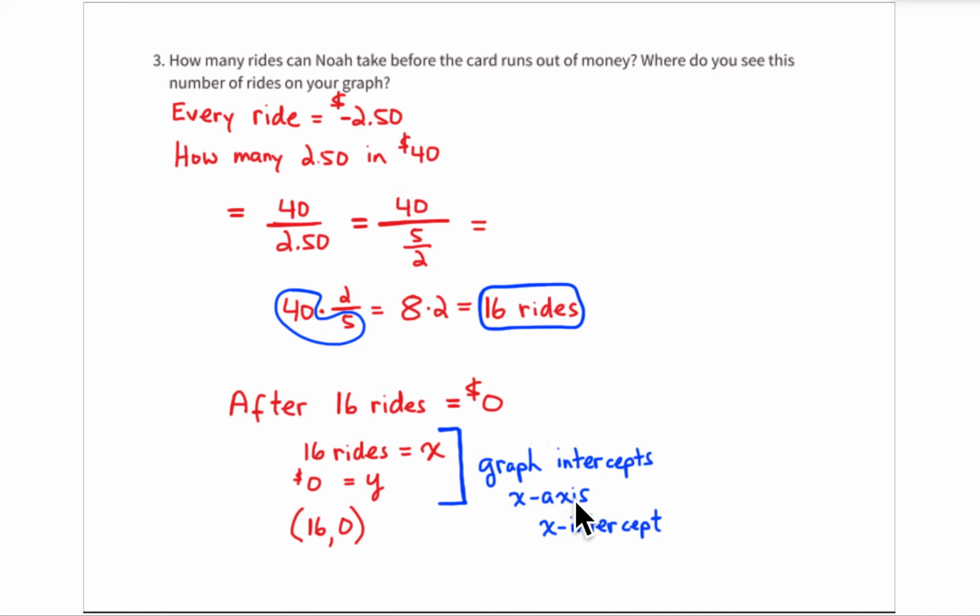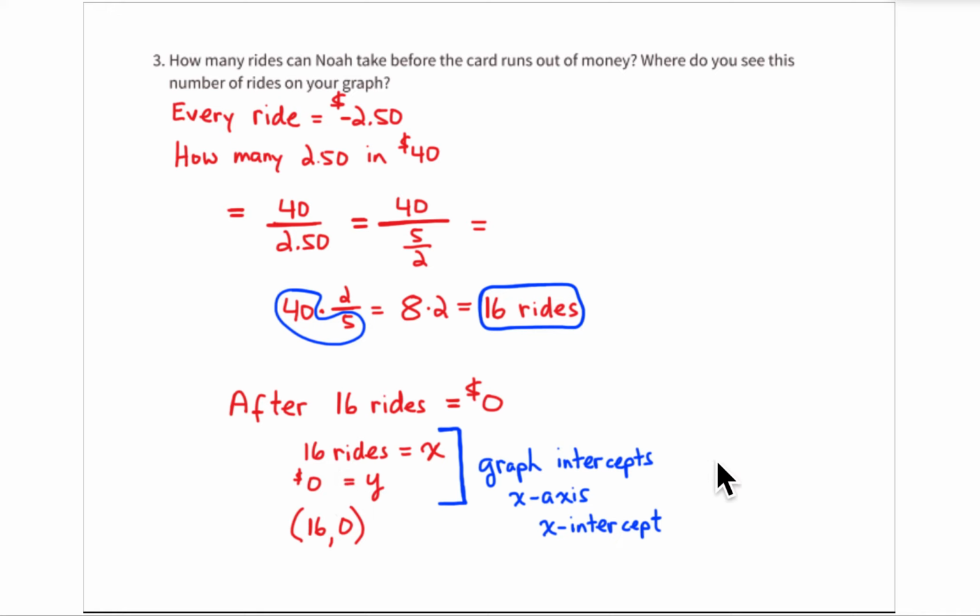So the graph intercepts the x-axis. That's called the x-intercept at 16, 0. So 16 rides equals x, and $0 is equal to y. So this point is 16, 0.